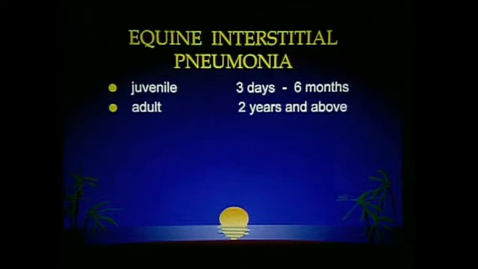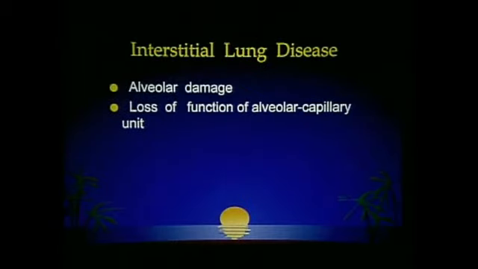The youngest probably about 3 days of age. And we are talking about the juvenile. There is an adult form as well that I will present later on when we are talking about diseases of the adult horse. The juvenile interstitial pneumonia is an enigmatic disease, but it can be defined as being the cause of alveolar damage, and the integrity of the alveolar capillary unit in the interstitium is the primary source for the development of that disease.